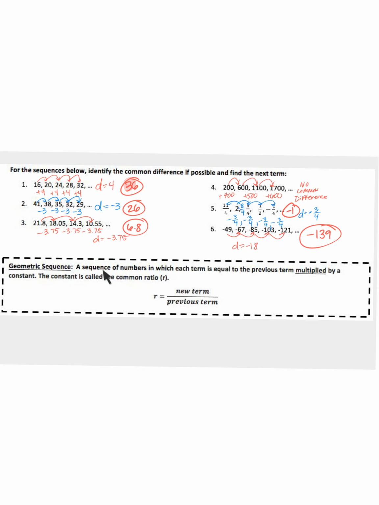Geometric sequence: a sequence of numbers in which each term is equal to the previous term multiplied by a constant. This constant is called a common ratio. Now, to find our ratio, we take our new term divided by the previous term. So that's important to remember when moving on to these examples.